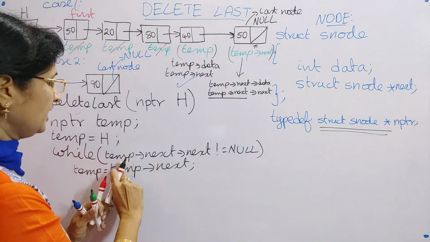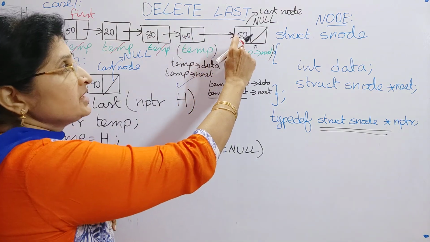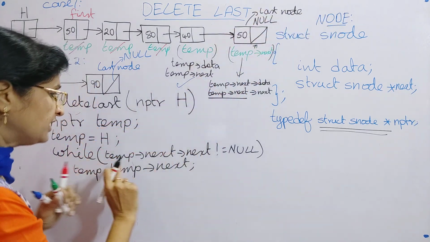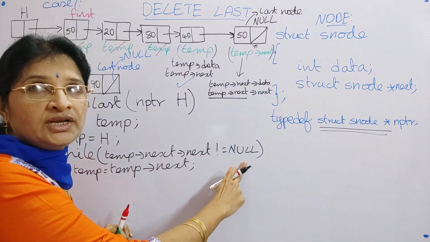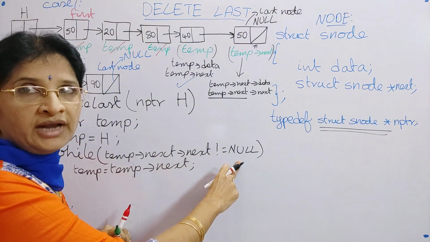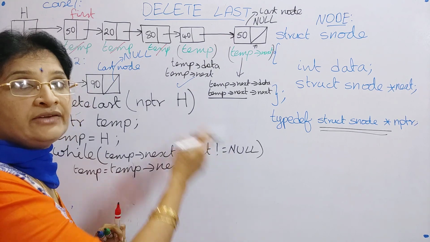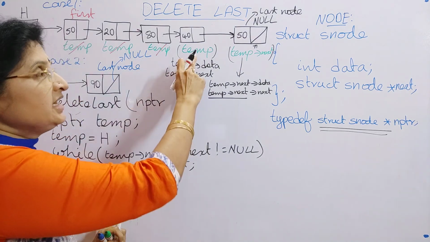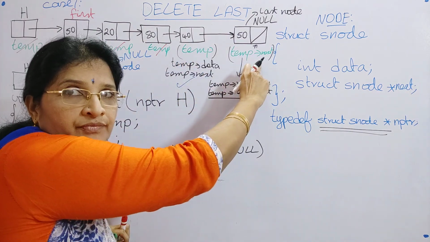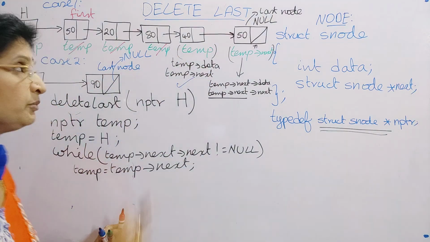So now you are checking temp next. Temp next is this one. Its next is what? It is null. So null is equal to null, so the condition fails. So that's why what will happen? It will come out of the loop. Now where is your temp? The temp is here and the temp data is here. So this is how it will be moved for this case.